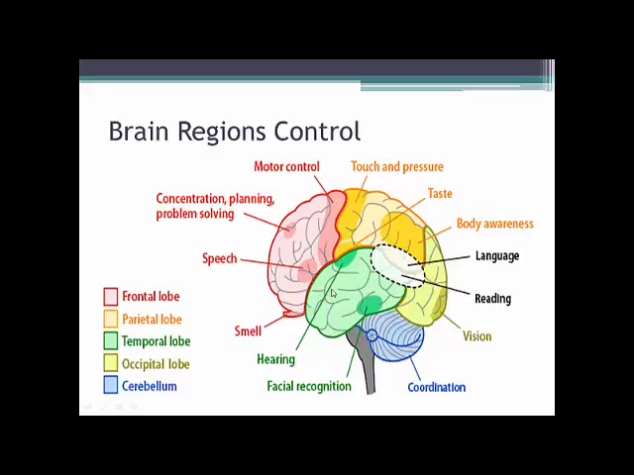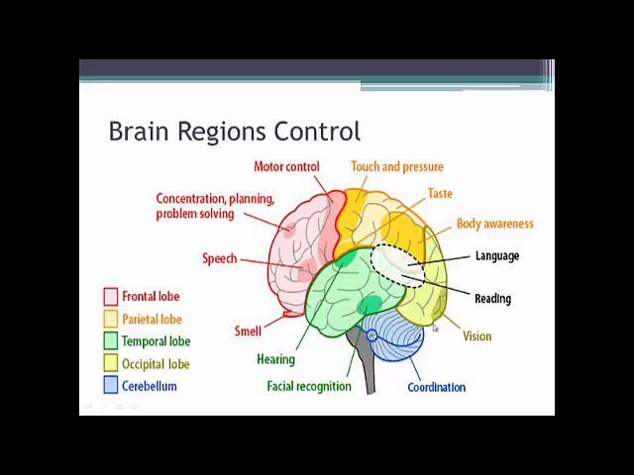So depending on which area is affected, those are the type of symptoms that the individual will express. So for example, if an individual had a stroke anywhere in this red area, they may have deficits involving these issues right here. If they had it in the back portion of the brain, then they may have just vision issues.